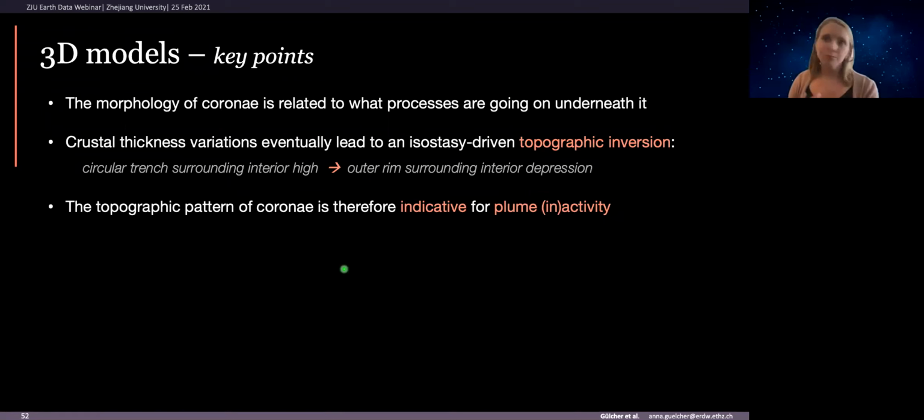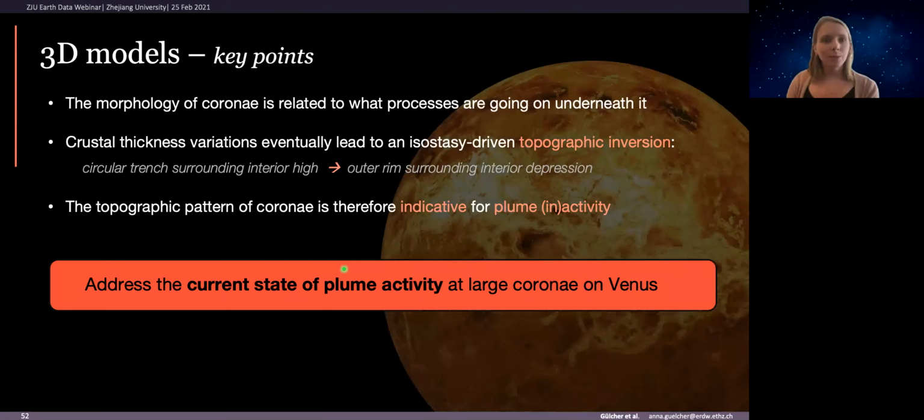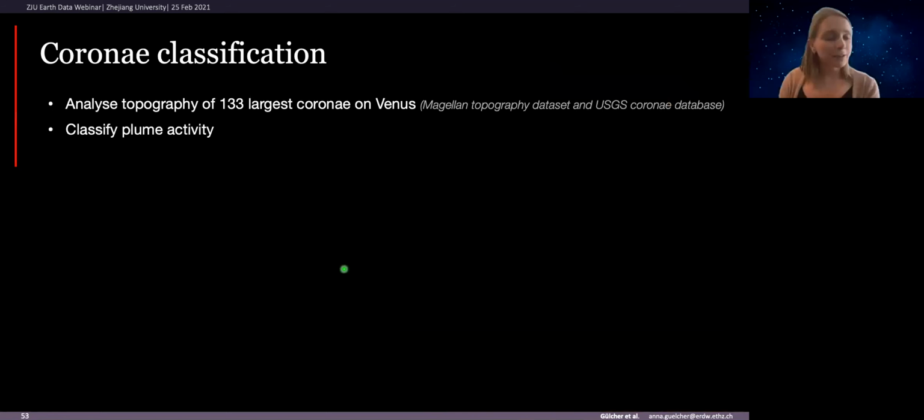But after discussions with my collaborators and with other scientists, we found this outcome very exciting and we wanted to move forward with it. And after some fruitful discussions, we had an idea of how we could use this information to say something about Venus. The task that we went forward with was that we wanted to address the current state of plume activity distribution on Venus by looking at the large corona structures. So that was the second part of our study.